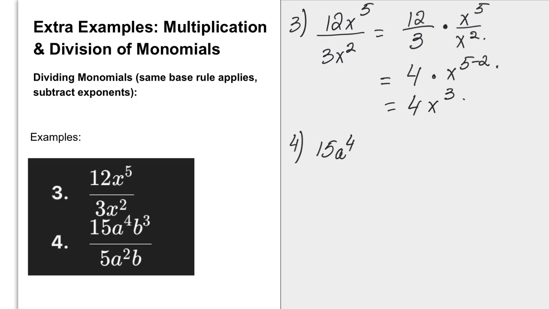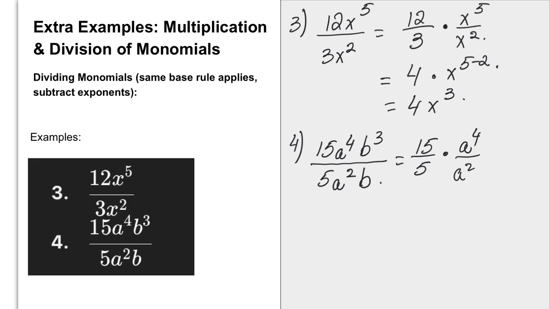15a to the 4th power, b to the 3rd power, divided by 5a to the 2nd power, and b. Again, I'm going to separate everything just to see what I'm dealing with. Same bases together, a's with a's, and then b's with b's. Once I do that, I can clearly see what's happening here.